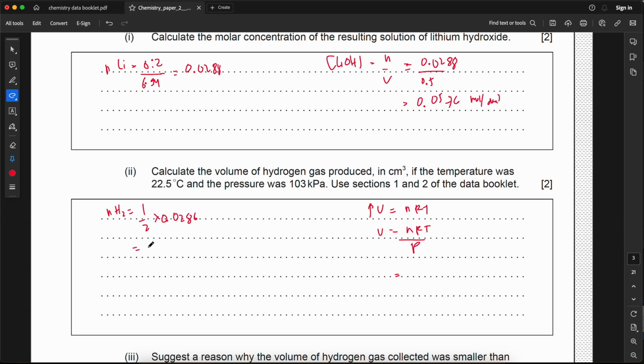So you will get 0.0144 mole. So 0.0144 times the gas constant, and then times the temperature, which is 295.5 after converting to Kelvin, divided by pressure, and times 1000, because the volume that you will get will be in decimeter cube, but the question is asking in centimeter cube. So you will get 343 centimeter cube.